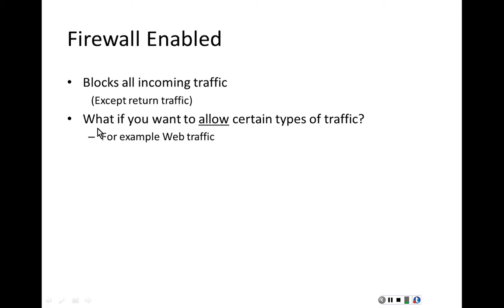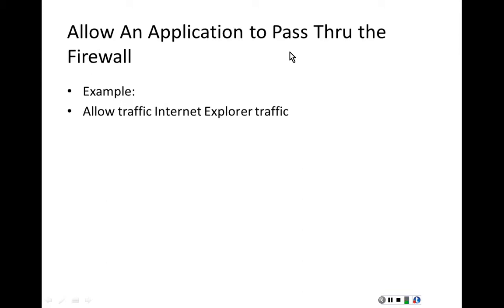So this raises the question, what if you do want to allow certain types of traffic to come in on the firewall? For example, web traffic. To allow an application to pass through the firewall, let's look at the example of allowing internet traffic to go through the firewall. The Internet Explorer is typically used for web traffic. So let's allow Internet Explorer to come through the firewall.